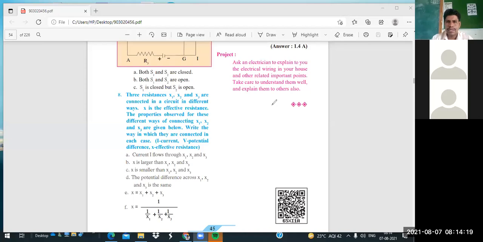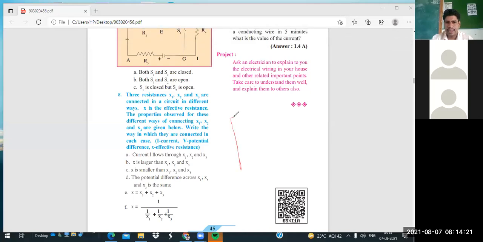So now here, if you take all three resistances like this, they are parallel. This is X1, this is X2, and this is X3. When they are connected in parallel, then only the potential difference will be the same. Potential difference means the difference between two end points of the given circuit. Understood? Now the next one we are going to see: X is equal to X1 plus X2 plus X3.